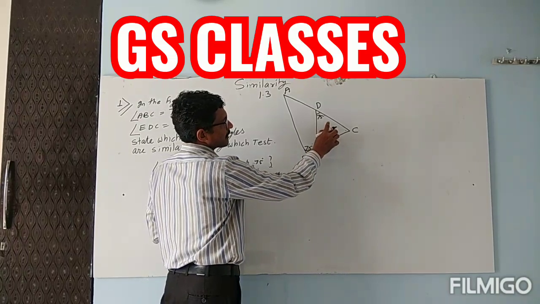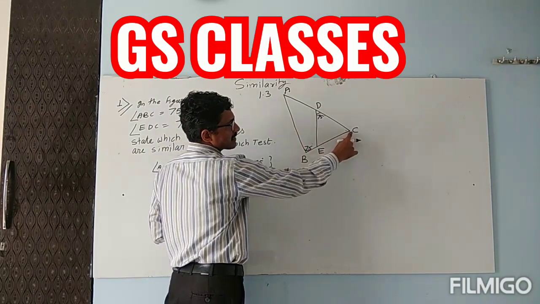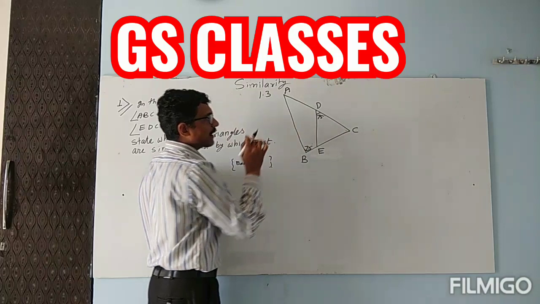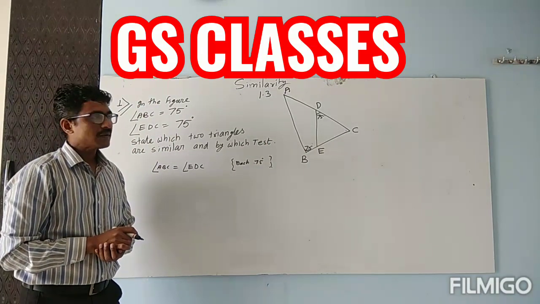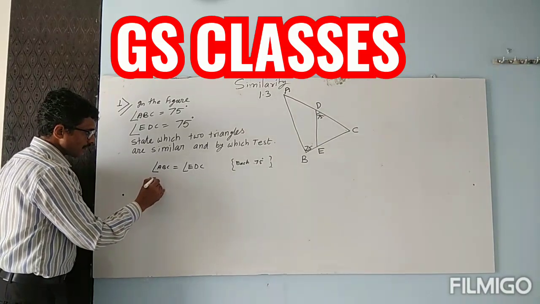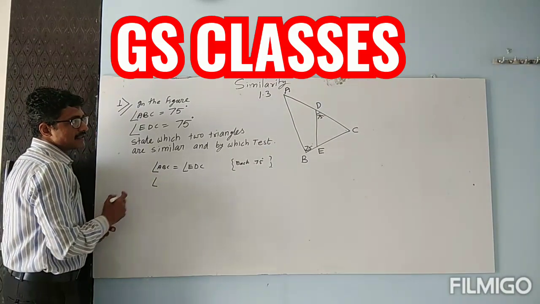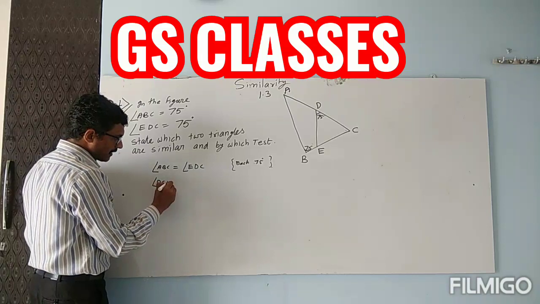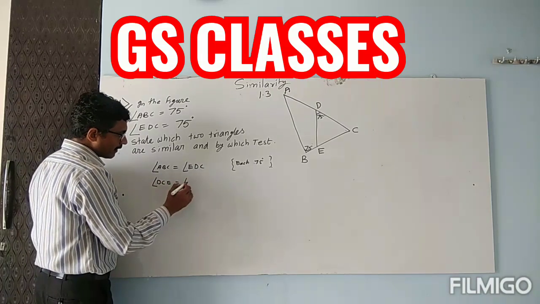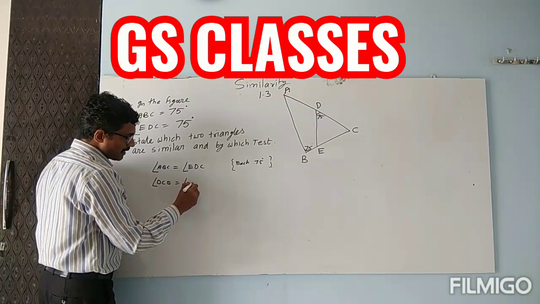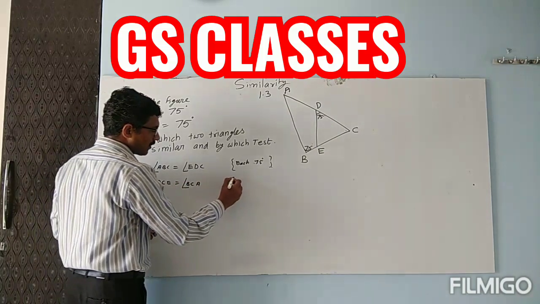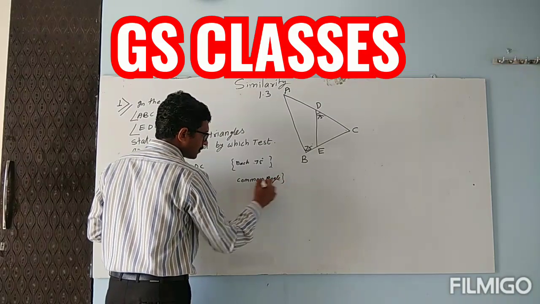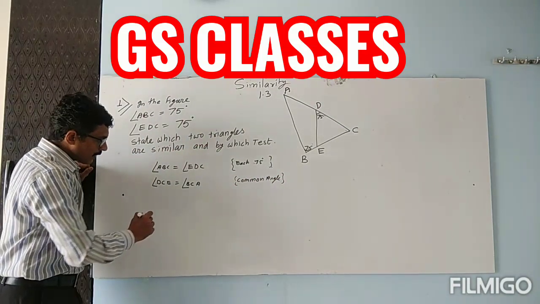So if you focus at the triangle ABC and EDC, then these are the two triangles which are what? Similar. Here we will say that angle C, if I have to talk about angle C, I will write angle DCE, again angle BCA, we can say here common angle.